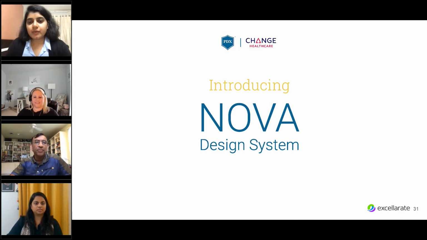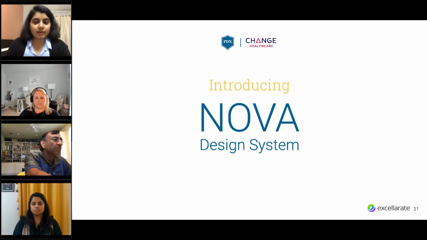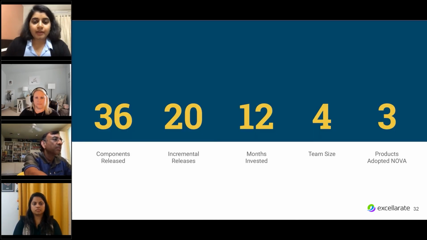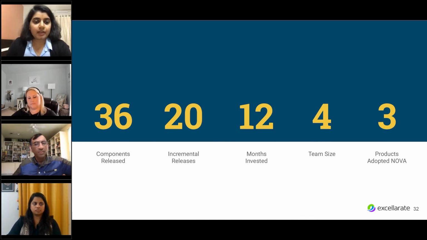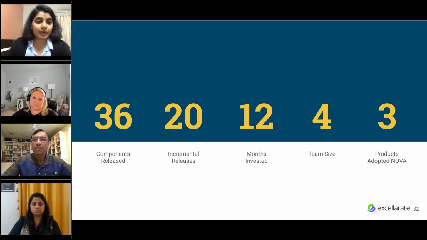Thanks, Ashita. So far we have talked about the design system and the business part of it, this is what we have done in our design system. We call it Nova Design System. And till today, we have released 36 components and 20 incremental releases. The duration we were working for is 12 months with a team size of four, two designers and two developers. And this Nova Design System is adopted by three products so far. And we are working towards implementing it for a few more products.